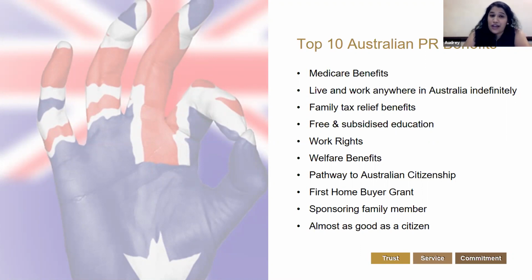For tertiary education, you would only need to pay almost 30% of what an international student would pay. You have work rights and welfare benefits, for example if you have unemployment, even during this COVID-19 situation. You can see how Australia is helping out their permanent residents. There's a lot of allowance being given to them. And most importantly, Australia PR gets you Australian citizenship.